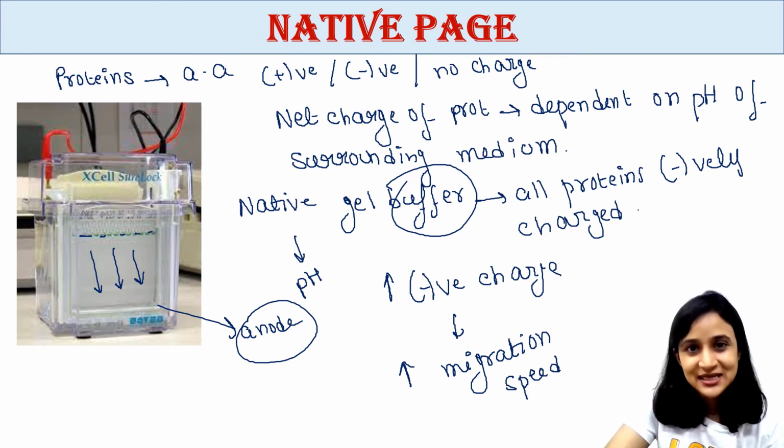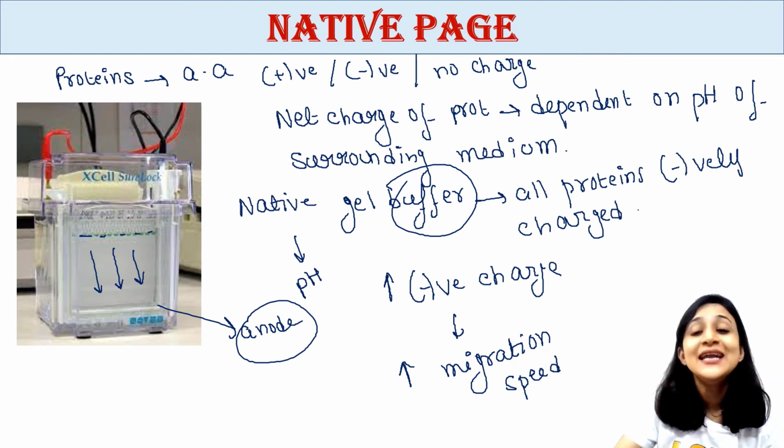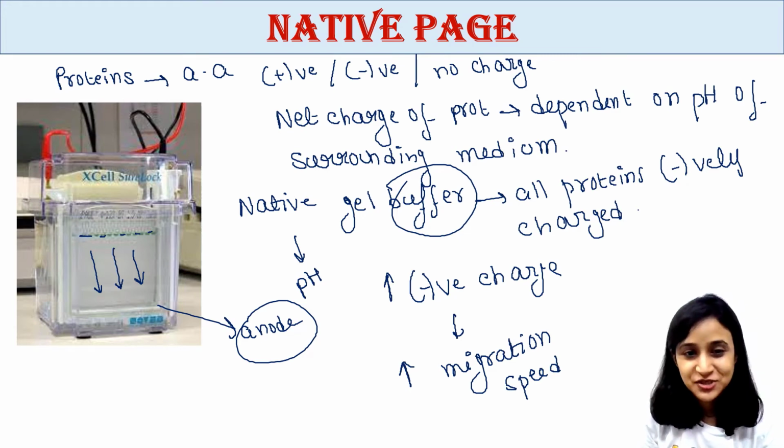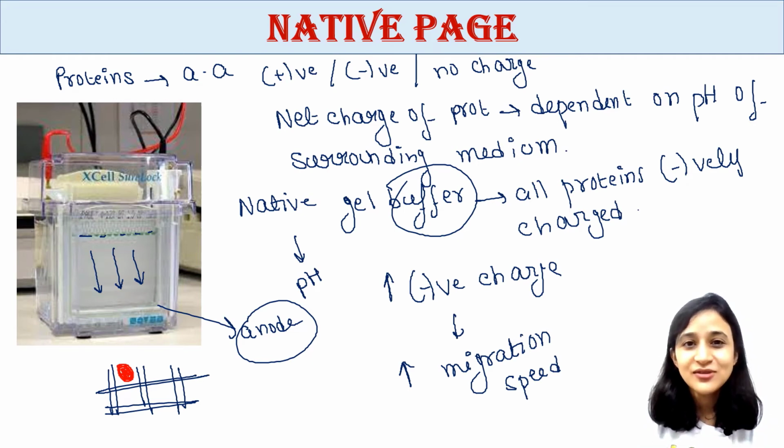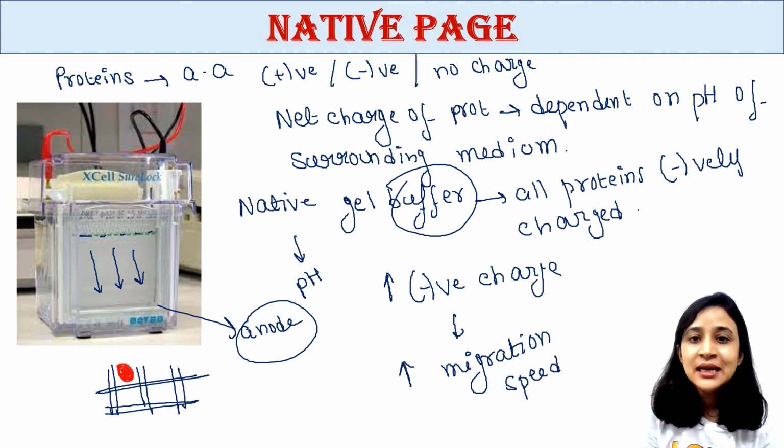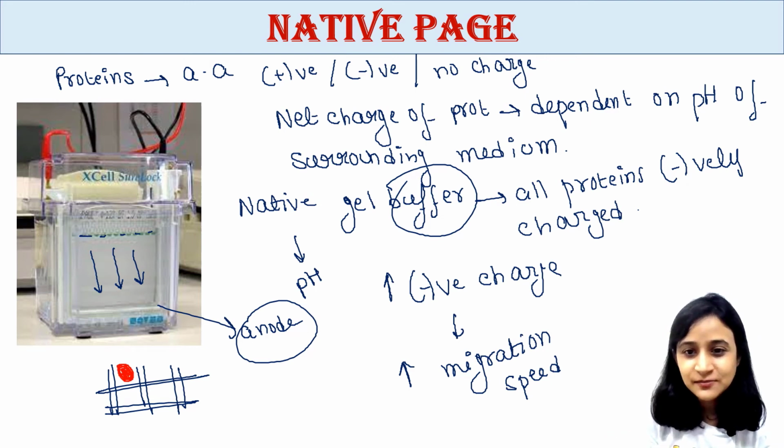Small proteins face a small frictional force compared to large proteins. Therefore, a small protein moves faster in the gel compared to large proteins, because due to the friction, large proteins get entangled in the mesh. Suppose this is the mesh and this is a large protein. Large proteins are entangled in the mesh because of the friction of this matrix. Small proteins receive less resistance.